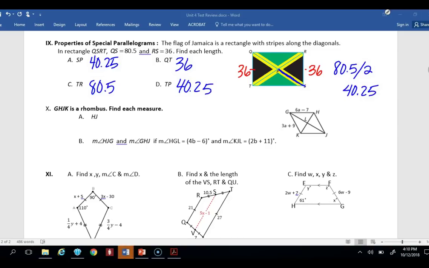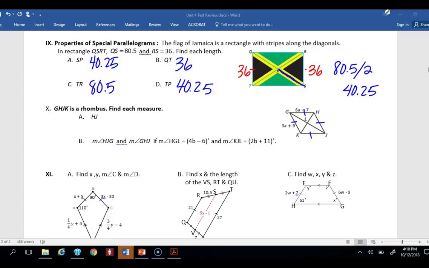Now the next problem on here is GHJK is a rhombus. Find each measure. So first of all, we know our properties of a rhombus: all of our sides are congruent. So we're going to put tick marks on all our sides. And we also know that the diagonals bisect angles and that the diagonals are perpendicular, meaning all those angles at L are right angles. So first it's asking us to find the length of HJ.